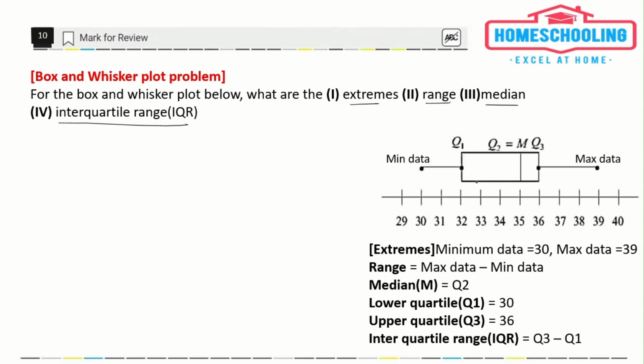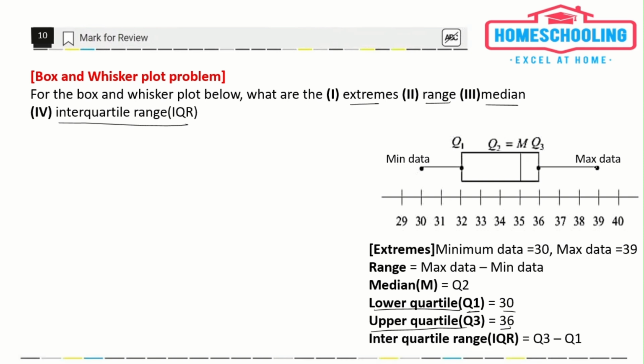As we can see, we have a rectangular box here, and two lines on the sides. One line is on the left side, and the other line is on the right side. On the left side, where the line starts, this point is called the minimum data, and where the line ends is called the maximum data. Q1, where the rectangle starts, is called the lower quartile, and Q3, where the rectangle ends, is called the upper quartile.